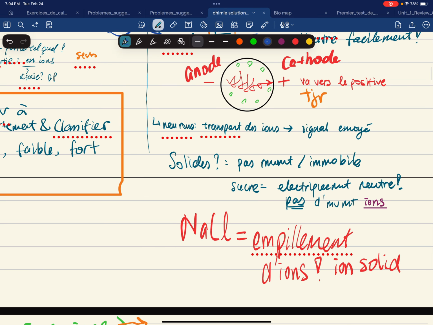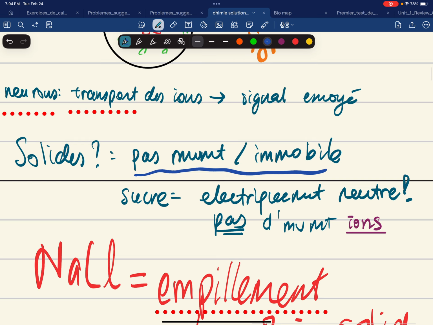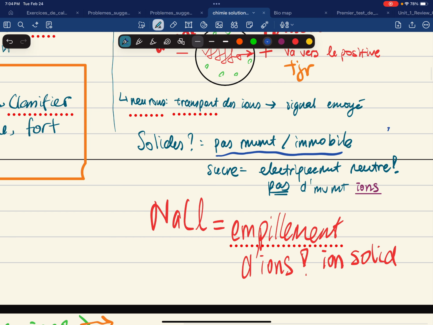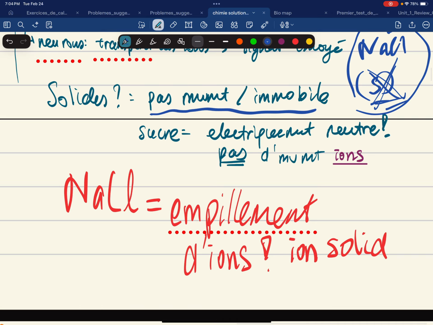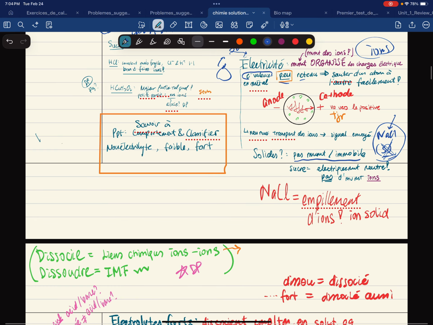conduire le courant. Anyways, les solides n'ont aucun mouvement, donc aussitôt que vous voyez qu'il y a du solide qui est en rapport avec une question, même si c'est un électrolyte fort, si c'est solide, il n'y a aucune électricité, il n'y a aucun courant, donc il n'y aura aucune conductivity.